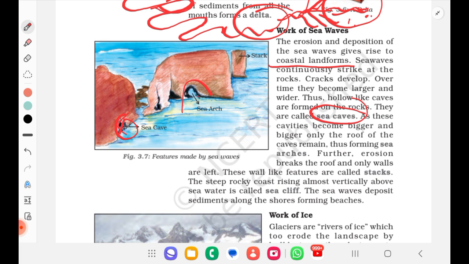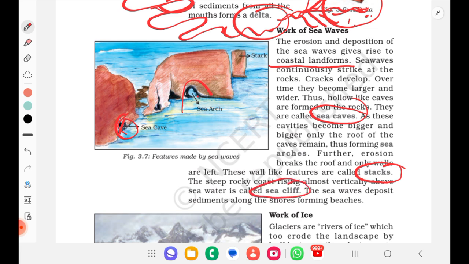Further erosion breaks the roof and only walls are left. These wall-like features are called stacks. The steep rocky coast rising almost vertically above the sea water is called a sea cliff.